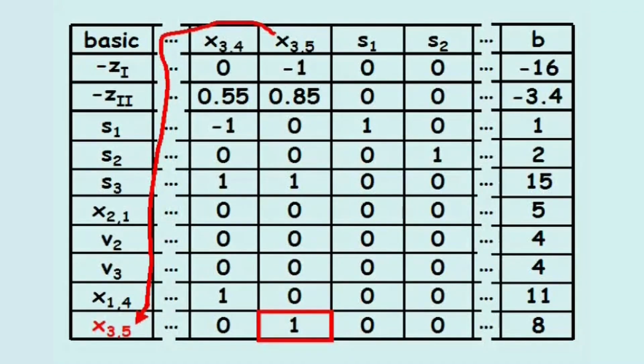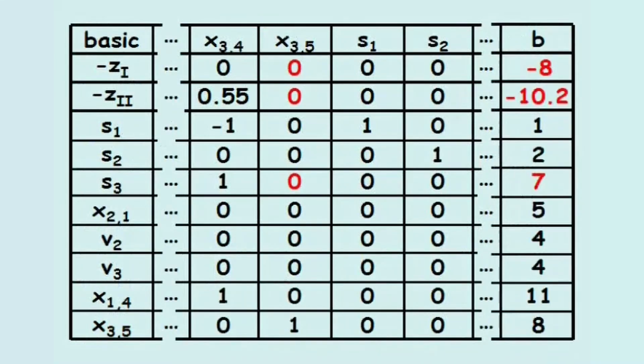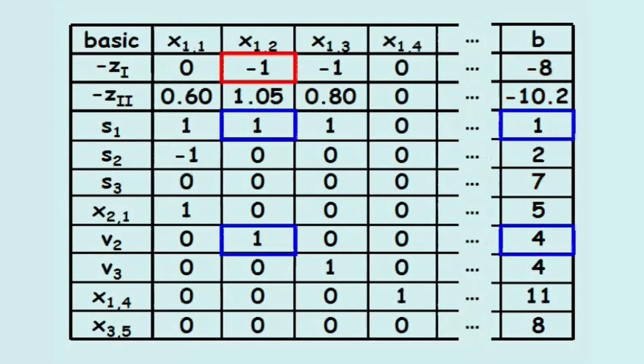Pivoting about x35, row x35 is added to row z1, 0.85 times row x35 is subtracted from row z2, and 1 times row x35 is subtracted from row s3. Next, we'll choose variable x12 to enter the basis in place of slack variable s1, since 1 is less than 4.